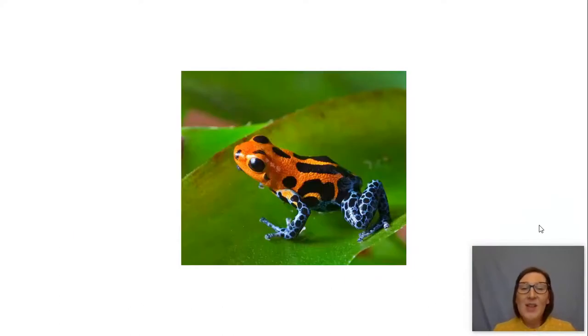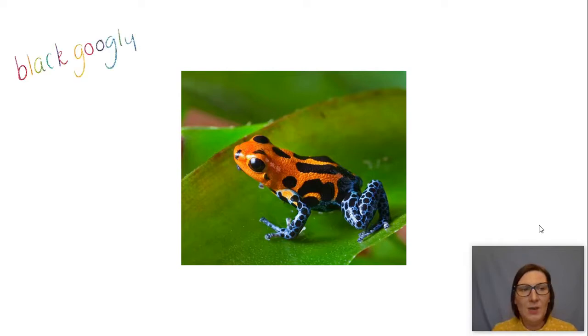Okay then. So here is a poison arrow tree frog. We're going to have a go at describing it. So what I'd like you to do, pause the video here, have a chat about this frog. What can you see? What does he look like? What can you notice about him? Pause the video, have a chat about that now. Okay, welcome back.